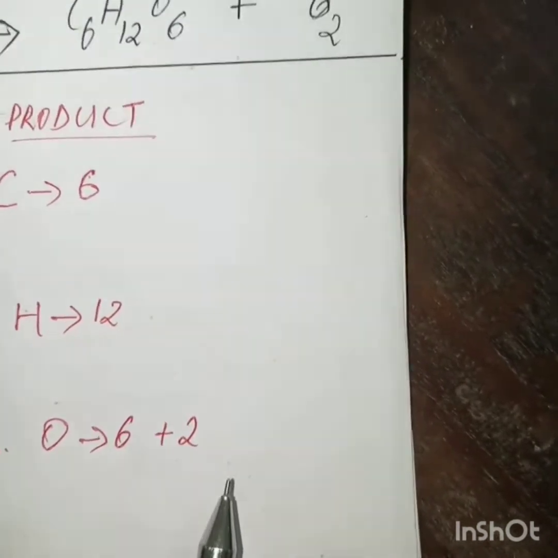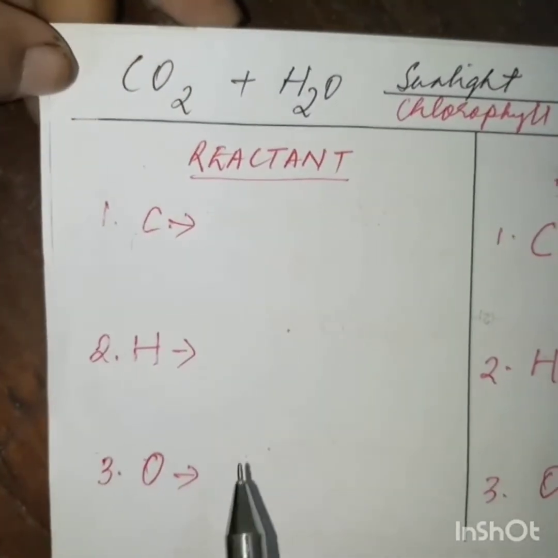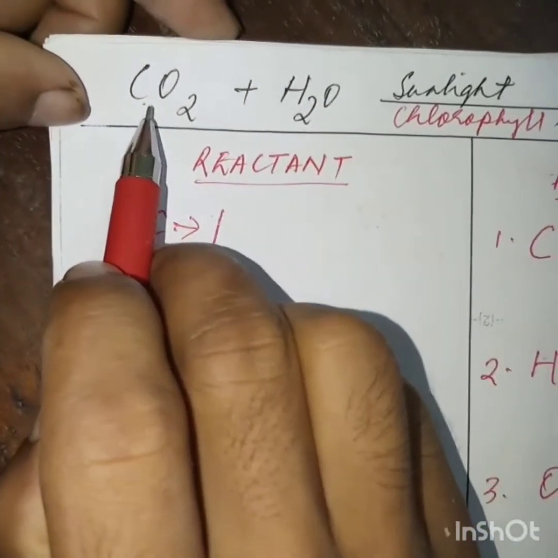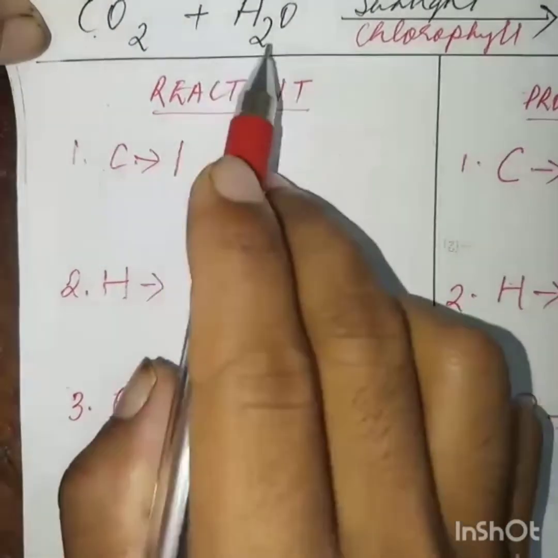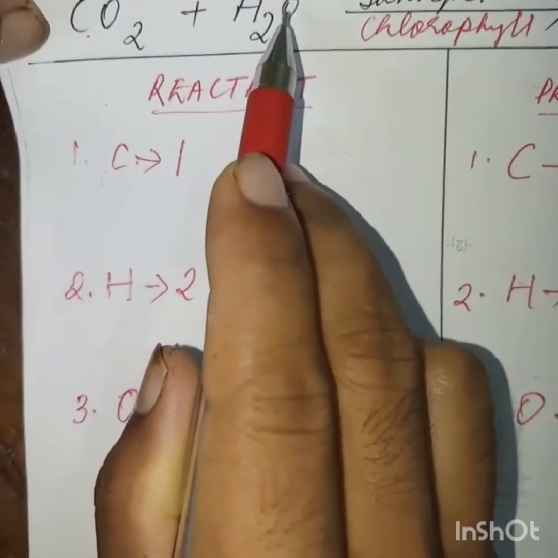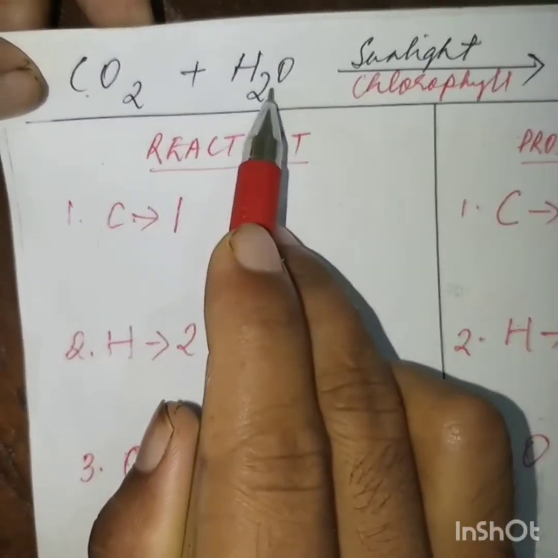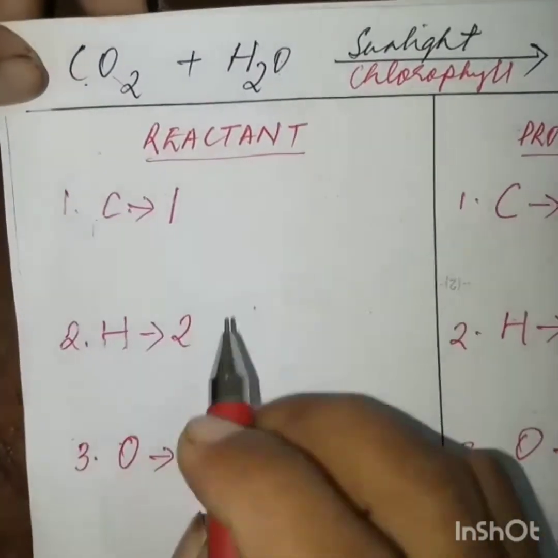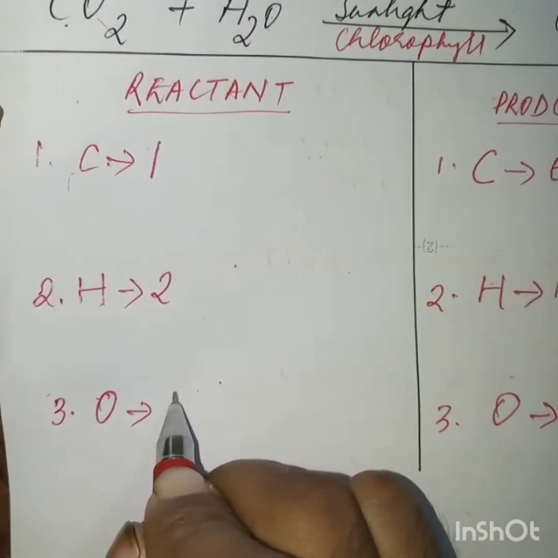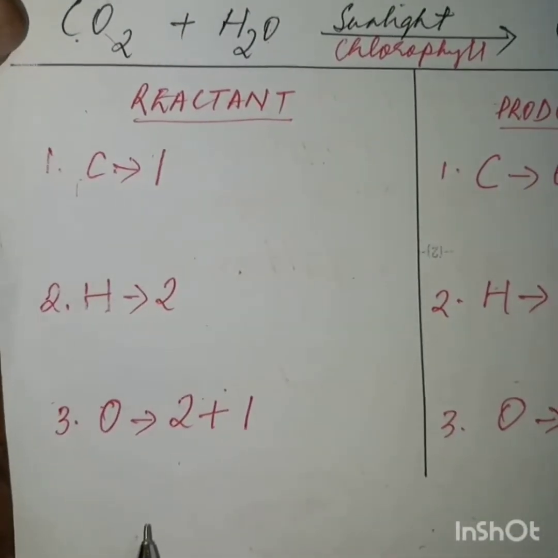Then let's check the left hand side as well. How many carbon do we have? 1 carbon, only 1 carbon. And how many hydrogen do we have? 2. And how many oxygen do we have? 3. That is 1 plus 2. Okay, let's write here 2 plus 1. Okay, now I think all of you are clear.